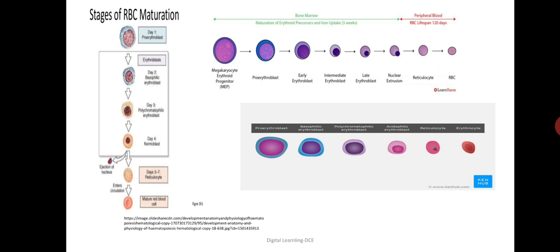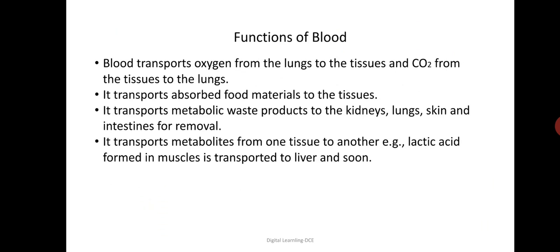The formation of hemoglobin is complete, and these completely matured RBCs appear in the circulation, or they get released into the circulation. Now we'll see the functions of blood. As we all know, with the help of hemoglobin, blood transports oxygen from lungs to the tissues and carries carbon dioxide from tissues to the lungs for excretion.